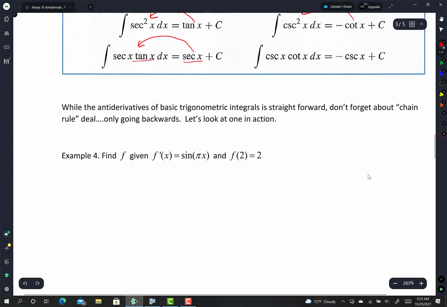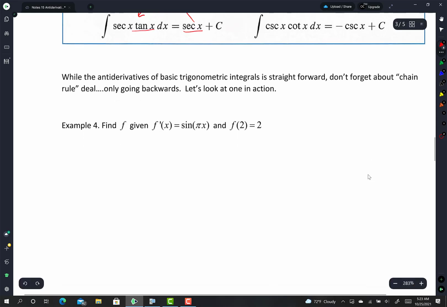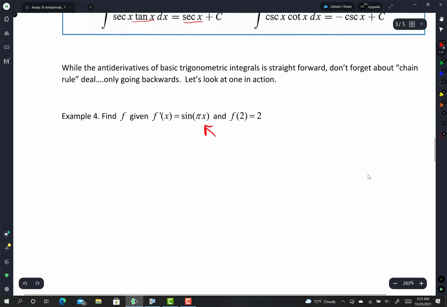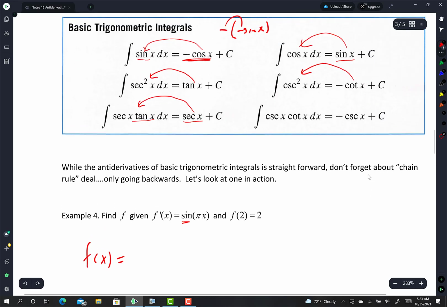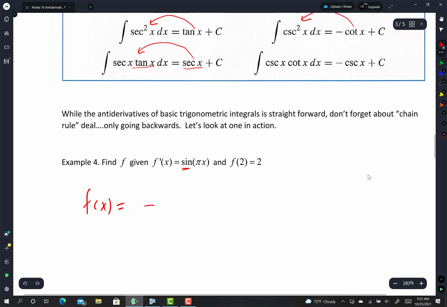And then we have here, while the antiderivative of basic trig integrals is straightforward, don't forget about the chain rule deal. Only going backwards. Let's look back at one in action. This tends to be the most famous one, guys. So notice there's a pi in there. So when you're doing your f of x, antiderivative of sine, we said was a negative cosine. So I'm going to write negative cosine, and I got to keep the argument, pi x plus c. Okay, now let's check it before we continue.